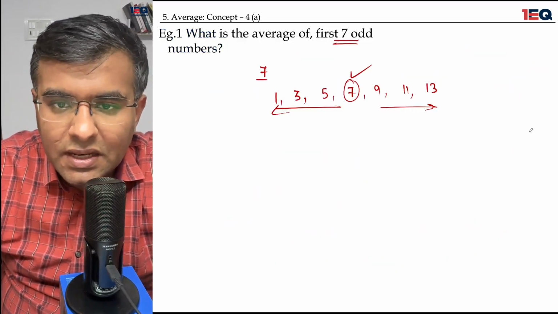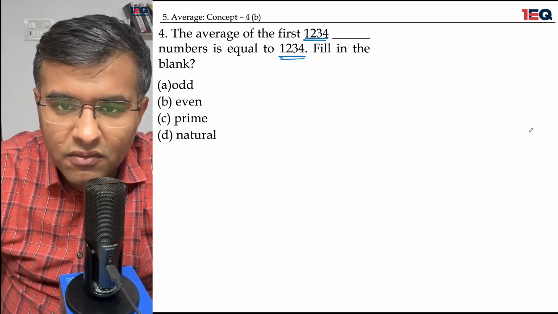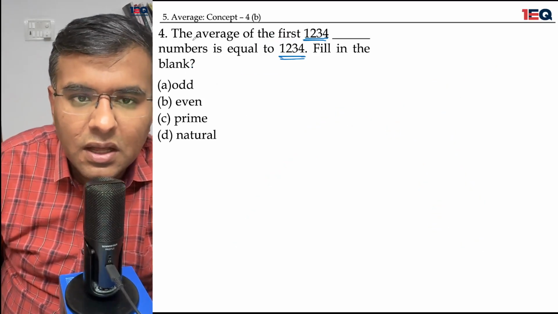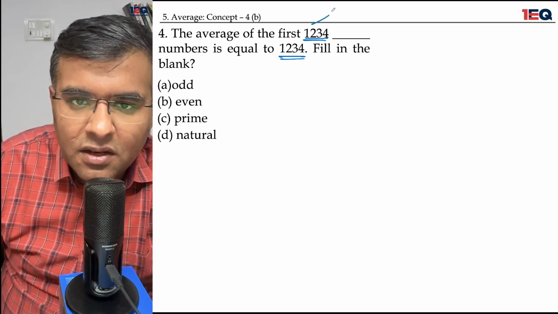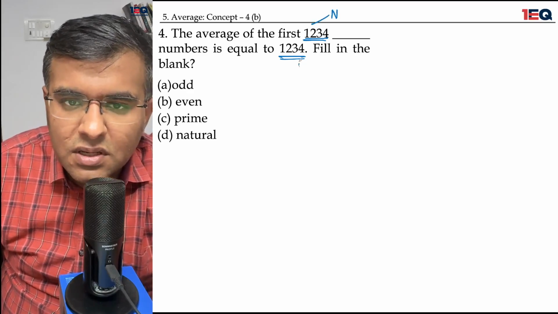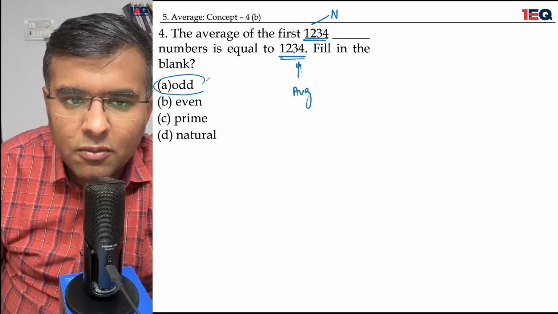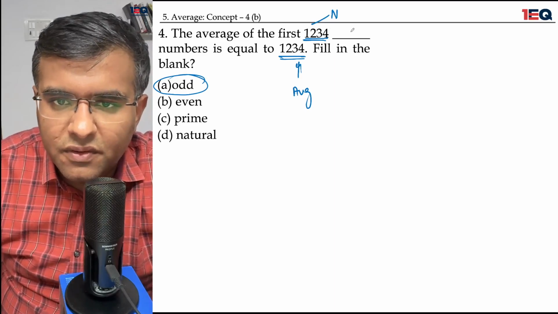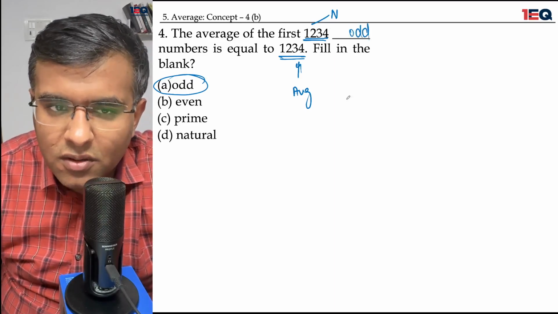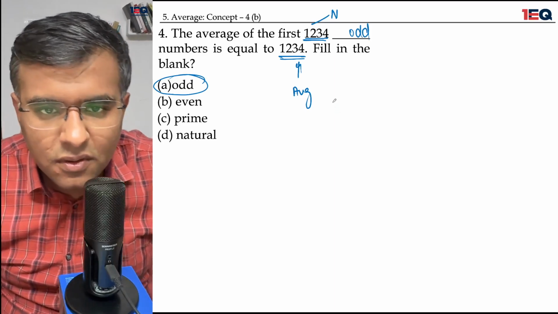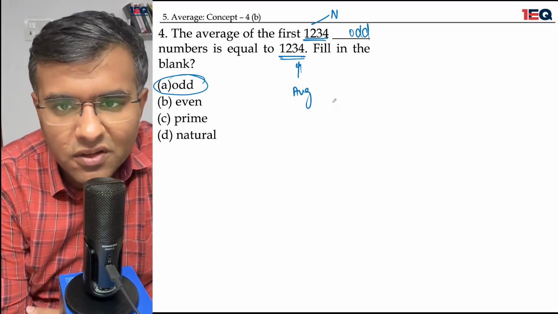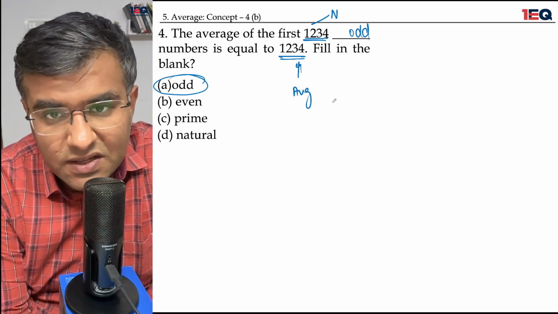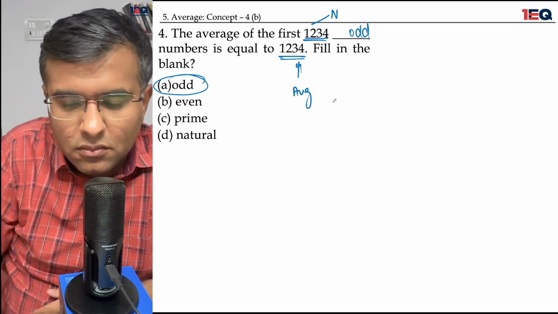So when n is matching up with n, these are the first n numbers, and it is also equal to the average. This means I'm talking about odd numbers. So for the first n odd numbers, the average is also going to be equal to n. Okay, this was a conceptual question. Let me move on.